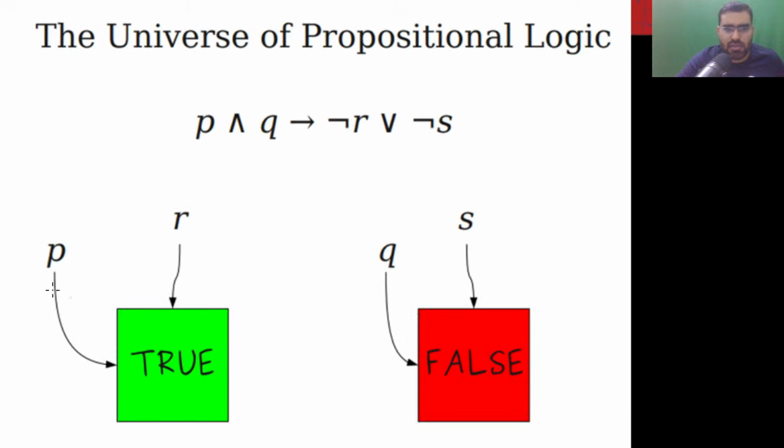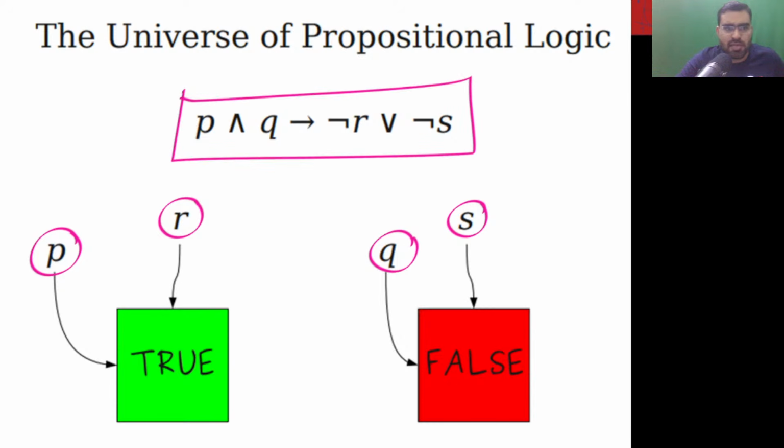Now for example, if you assign p true and r true, if you assign q false and s false, then what will be the truth value of this expression? Can anyone tell me? What is going to be the truth value for this expression?